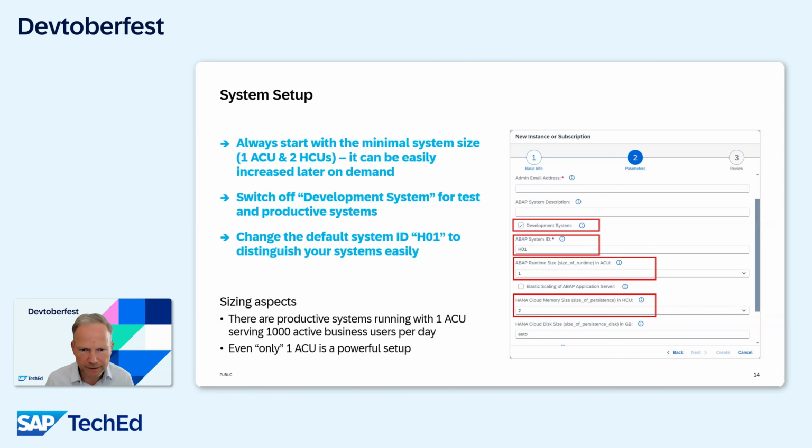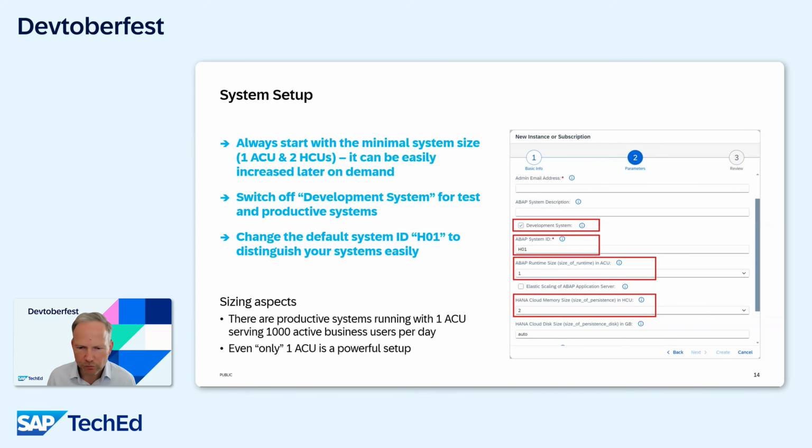And the last thing, just to have it more readable, please change the default system ID, which is H01, to a more meaningful system ID like DEV or TST for test. But that's just for readability purposes. There's even no check. You can have also more than one system with the same system ID, but it's maybe more confusing.